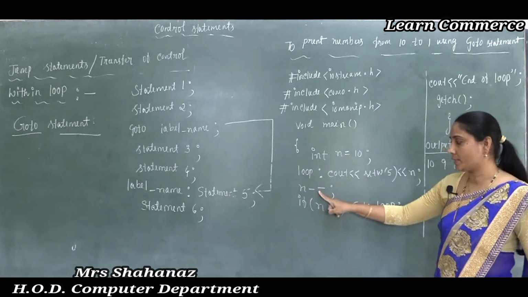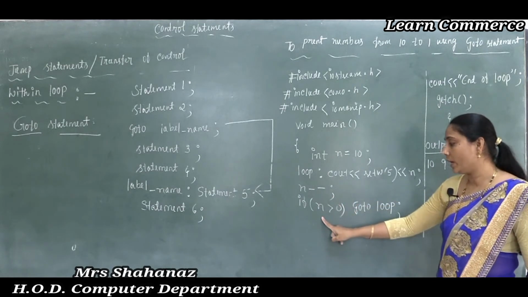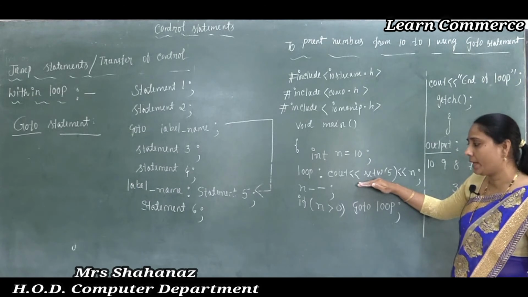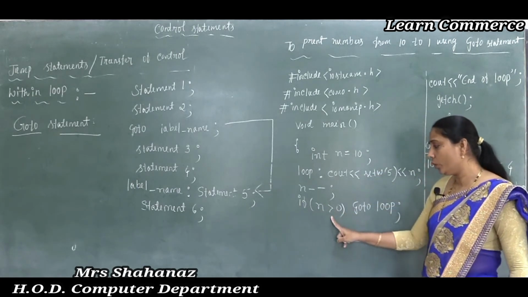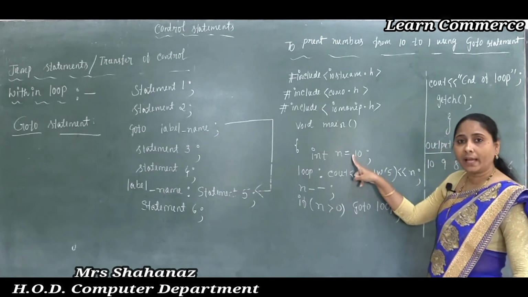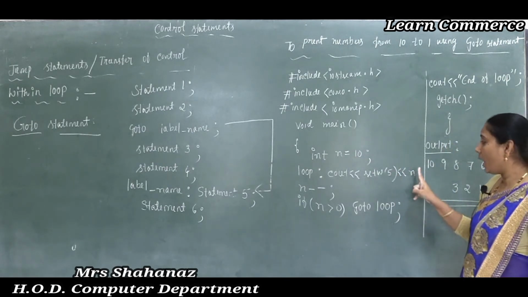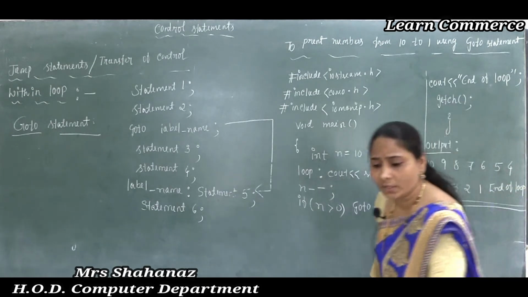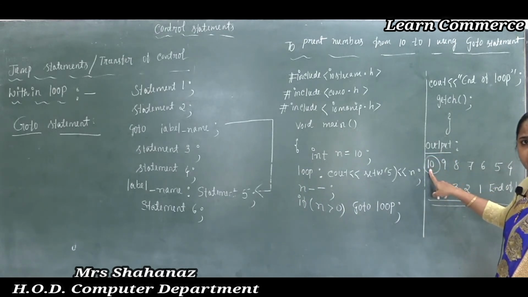So n minus minus means a decrement looping statement. Okay, and later here we are going to check the condition. Till now it only prints the numbers, but we are also using one condition: if n value is greater than 0. What is the value of n? The n value is equal to 10. So it is going to print the value 10 here. Listen properly: first of all it is going to print the value 10 in this case.